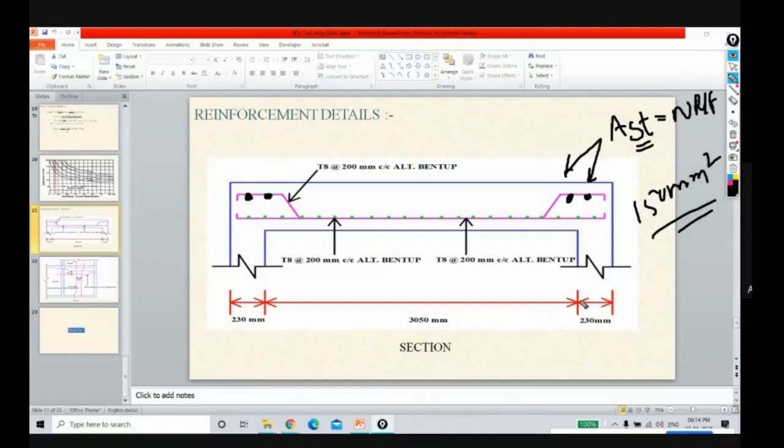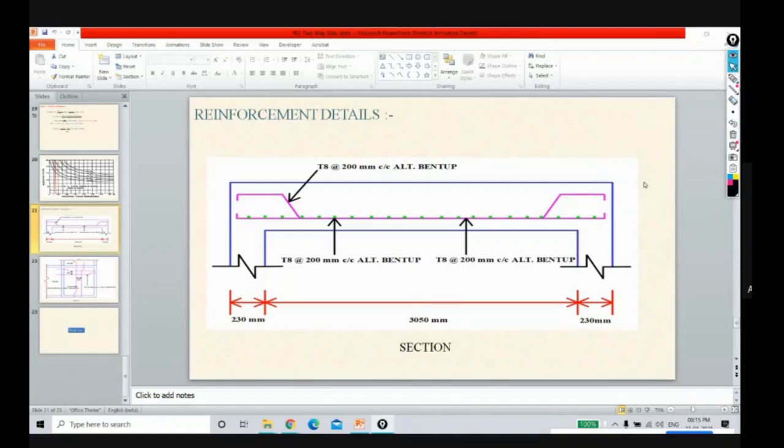Because see, in one way slab also, the distribution steel we have considered as minimum reinforcement or nominal reinforcement, correct? Yes, sir. Whatever extra reinforcement is required at this position, that extra reinforcement is a nominal reinforcement. But now if you see over here, this detailing is only for the simply supported beam, but actually it should be like that.